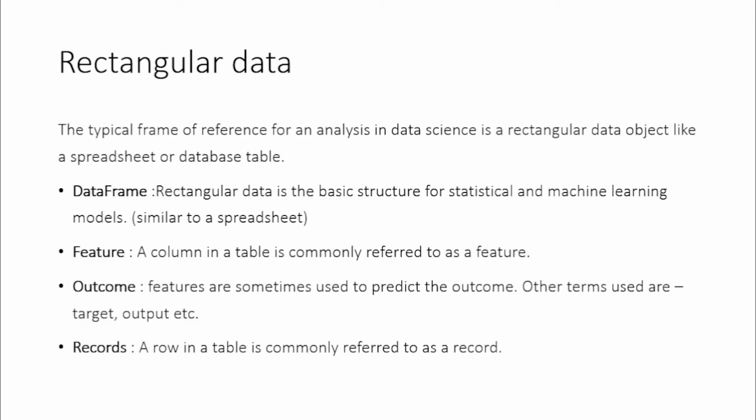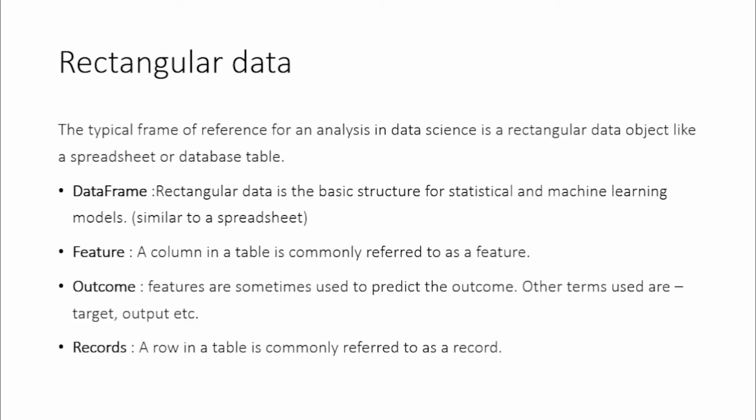Next we have feature. A column in a table is commonly referred to as a feature, similar to the columns of a spreadsheet. Next we have outcome. Outcome is when features are used to predict a certain value. When we are trying to arrive at a decision, this outcome column gives us the answers to our questions based on our input features. Some other synonyms used are target, output, etc.